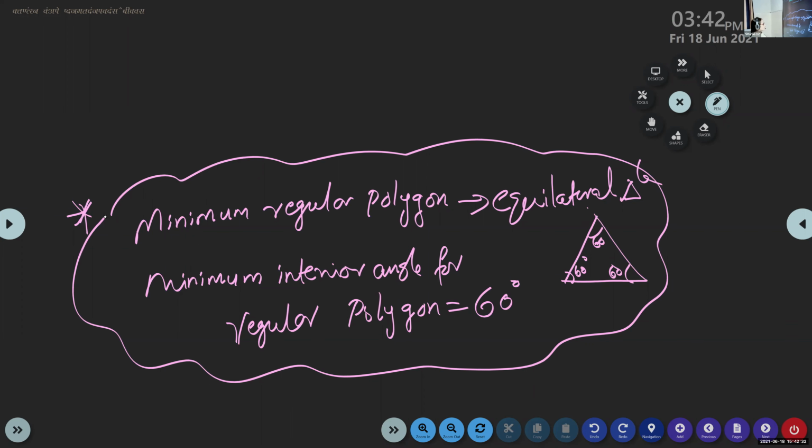Okay, these questions may be asked when you are going for some math quizzes and all. This type of question may be asked. Very simple, but a little bit confusing. The minimum interior angle is 60 degrees. The minimum regular polygon is the equilateral triangle. So the minimum interior angle for a regular polygon is 60 degrees.